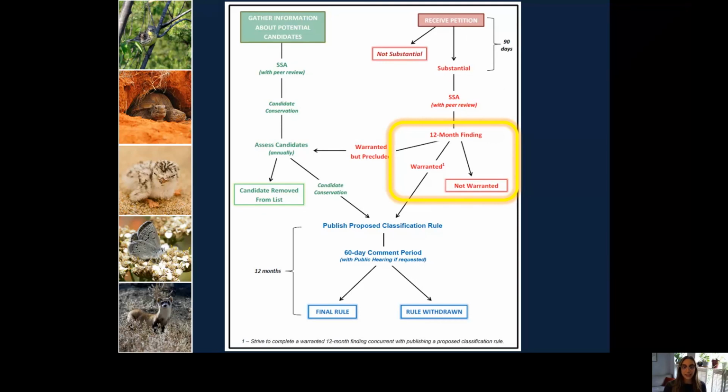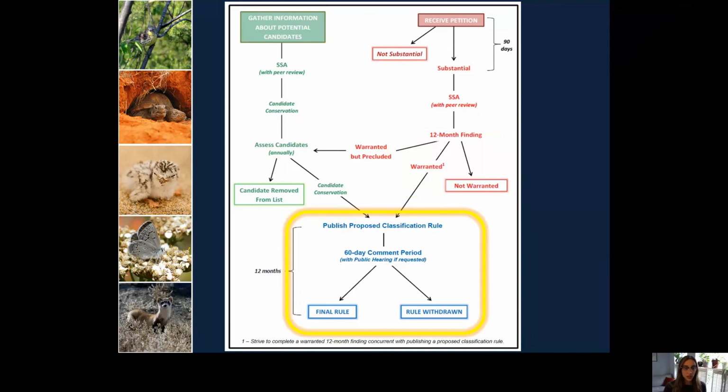That species status assessment informs our 12-month finding on the petition, which will result in either a finding that the species is not warranted for listing or that the species is warranted for listing, in which case we most often proceed directly to the rulemaking stage and publish a concurrent warranted 12-month finding on the petition and a proposed listing rule.